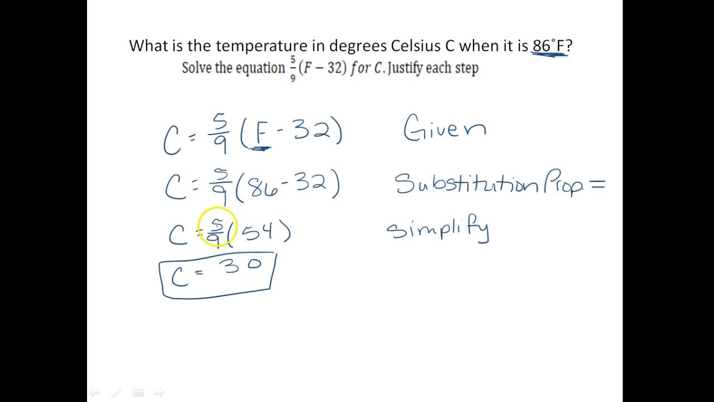Now, if I did multiply 5/9 times 54, but I did not multiply 5/9 times both sides, right? And so since I didn't do it to both sides, it's only simplifying. So we simplified to get the answer.